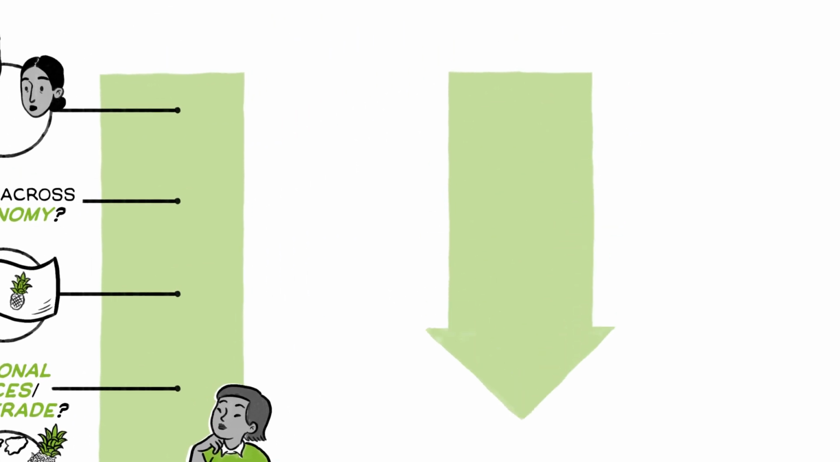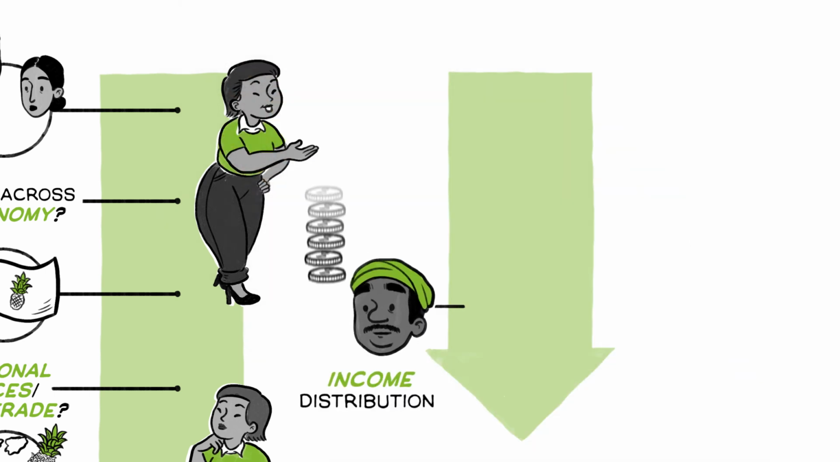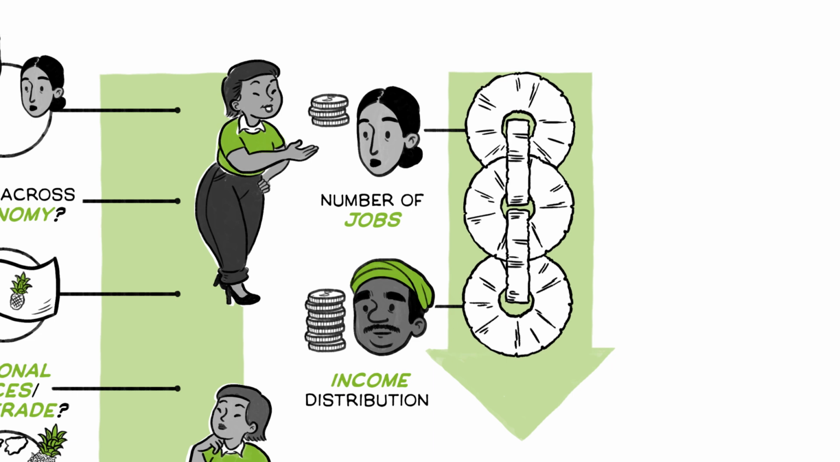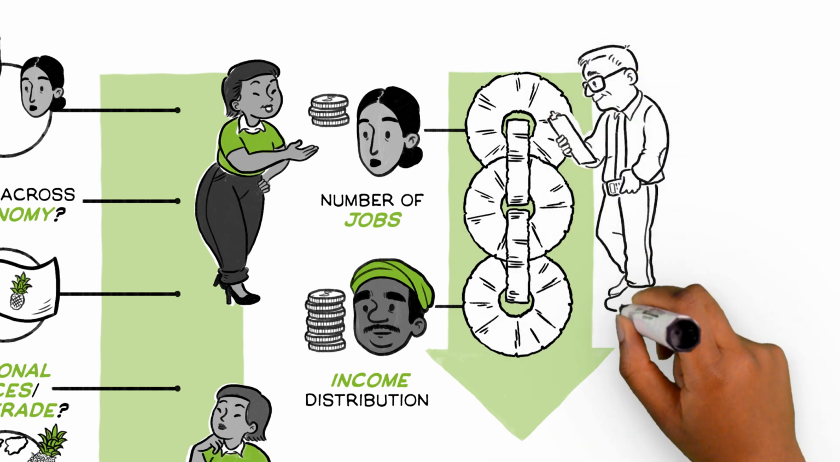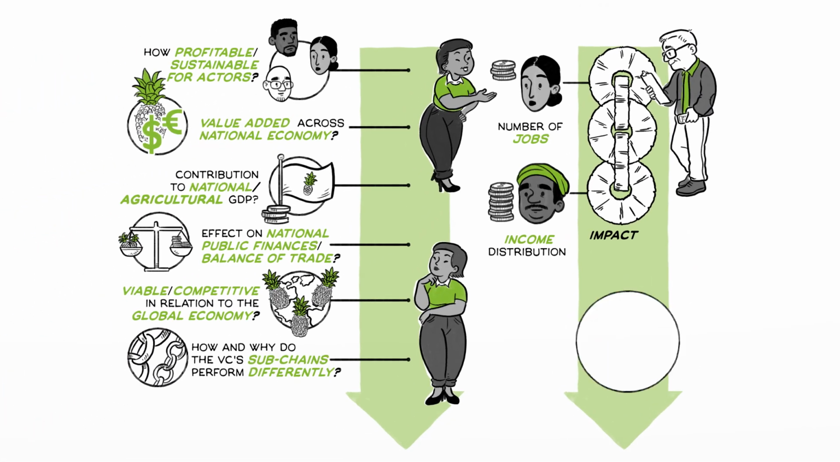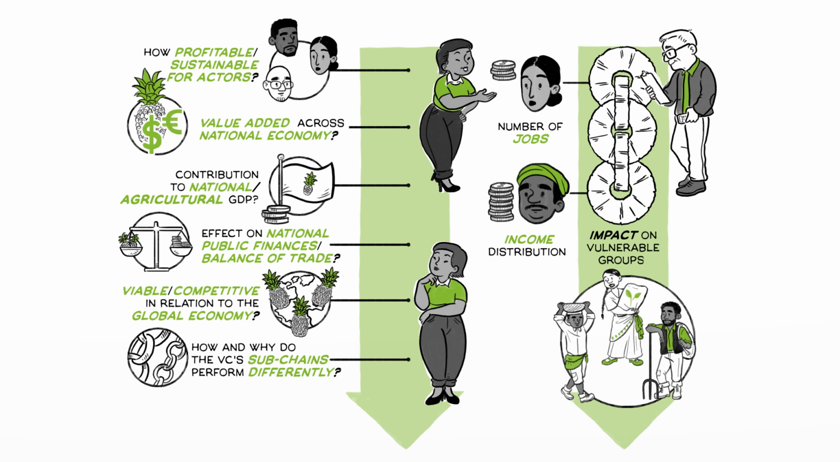Is the economic growth inclusive? The economist and the social expert look at the distribution of incomes and employment across the VC and its subchains at all stages. In addition, they investigate the stakeholders' involvement in the value chain's organization and governance, paying close attention to the impact of the VC on vulnerable groups such as small farmers, women, and rural workers. Income distribution and employment creation are concrete indicators of the ways in which the VC benefits households and businesses.